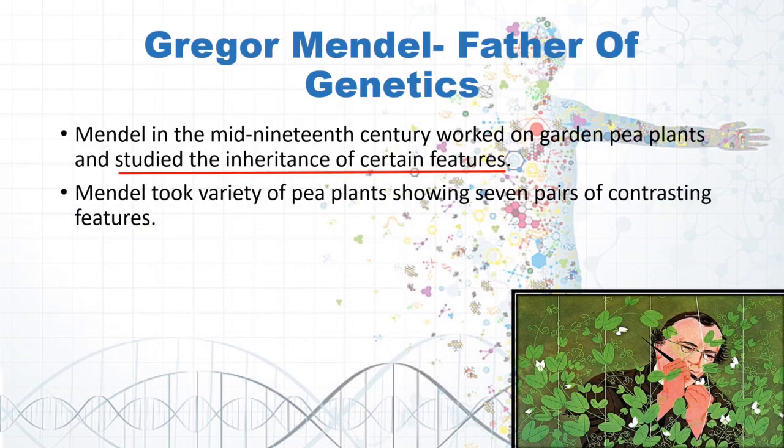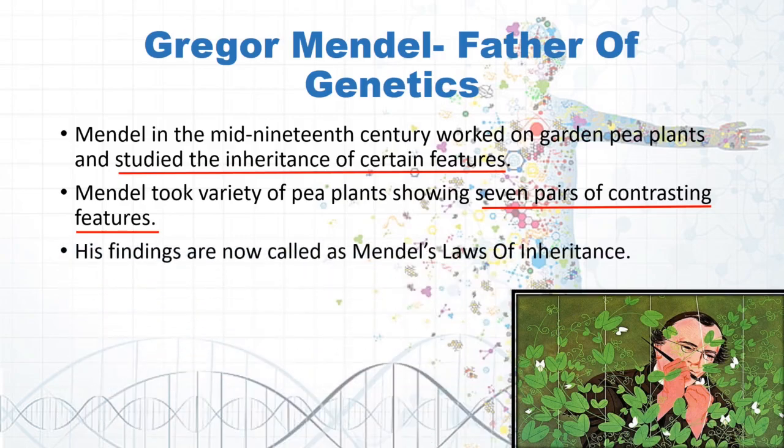Mendel took a variety of pea plants showing 7 pairs of contrasting features. Because of contrasting traits, it was very easy for him to conclude his findings. His findings are now called Mendel's laws of inheritance. This we will learn in the coming classes.